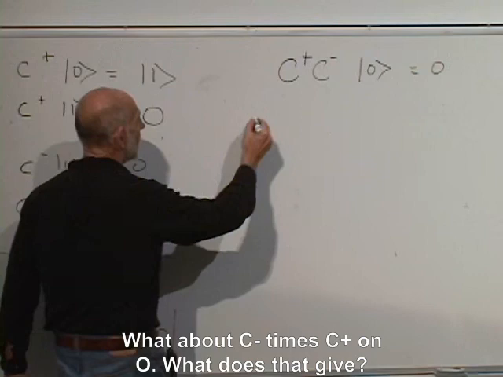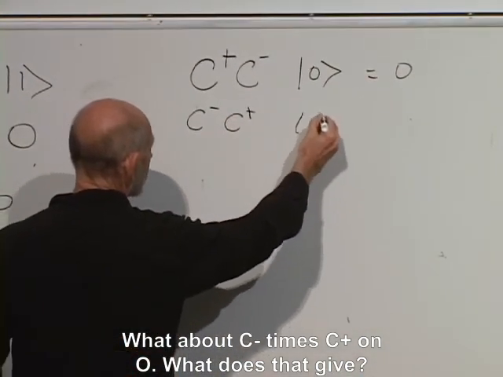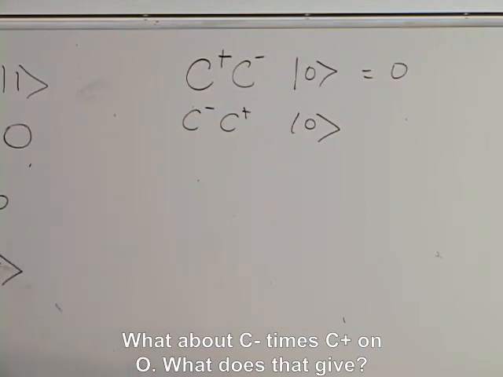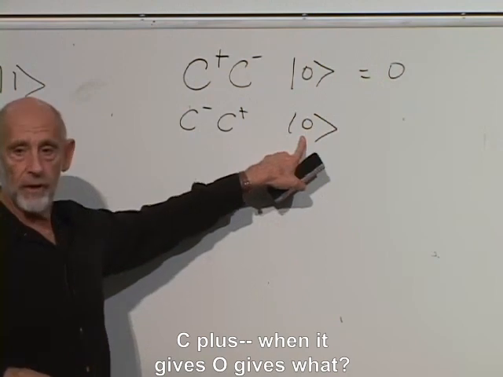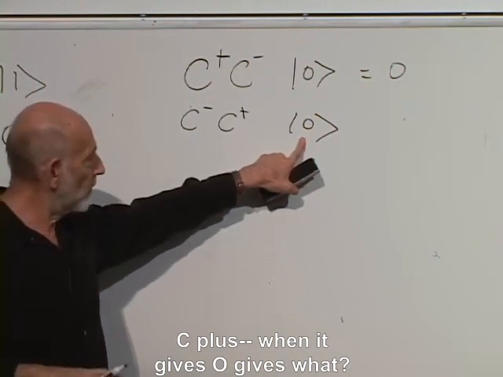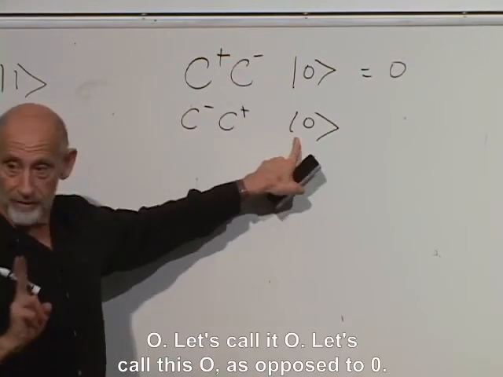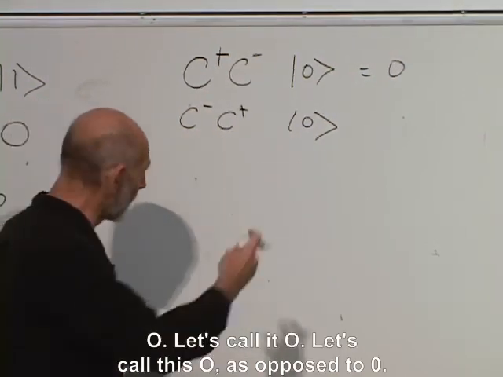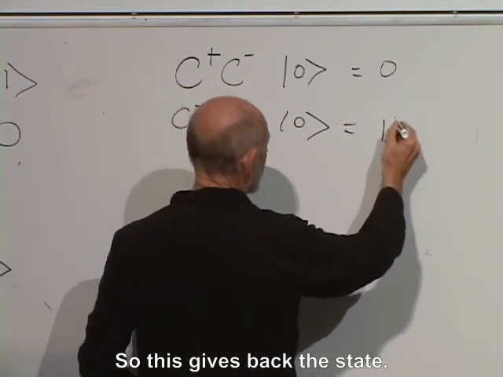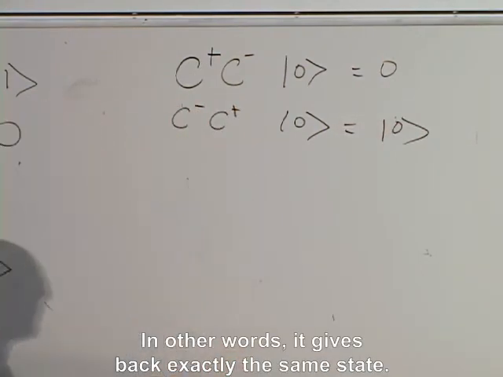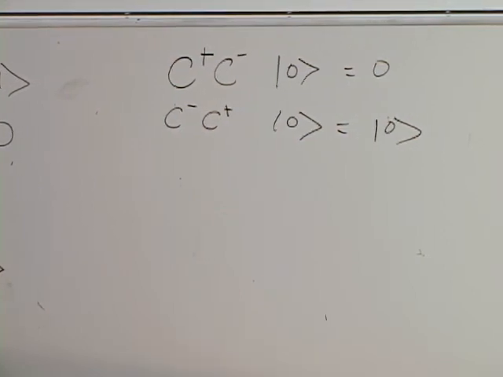What about C minus times C plus on O? What does that give? C plus, when it acts on O, gives what? 1. And then C minus gives O. Let's call it O as opposed to 0. So this gives back this state. In other words, it gives back exactly the same state.